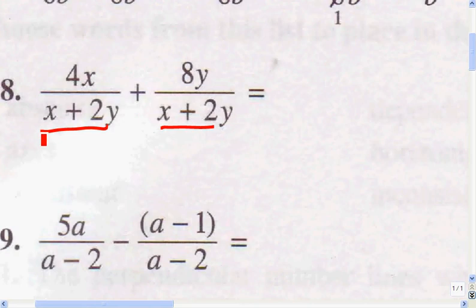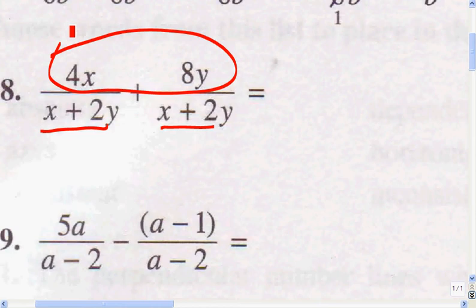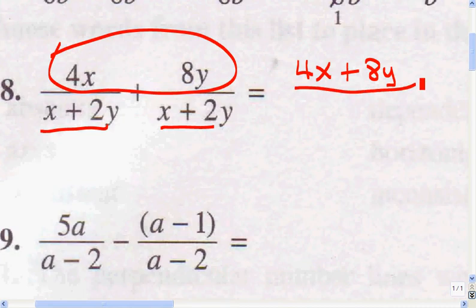Well, fortunately here, the denominators are the same, so all we have to do is add the numerators. Since the numerators are not like terms, we can't add them, so the simplest we can get this fraction to is 4x plus 8y over x plus 2y. That's as simple as this fraction can get. You don't add the denominators. When you're adding or subtracting fractions, the denominators stay the same. So this is our answer.